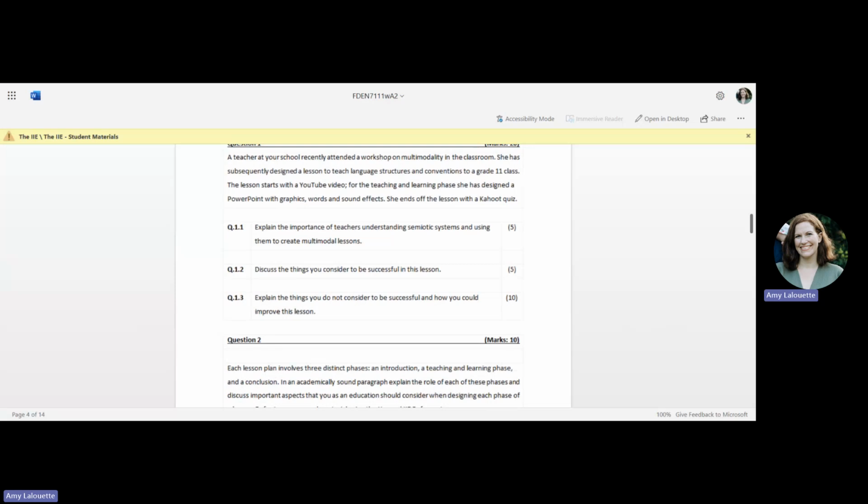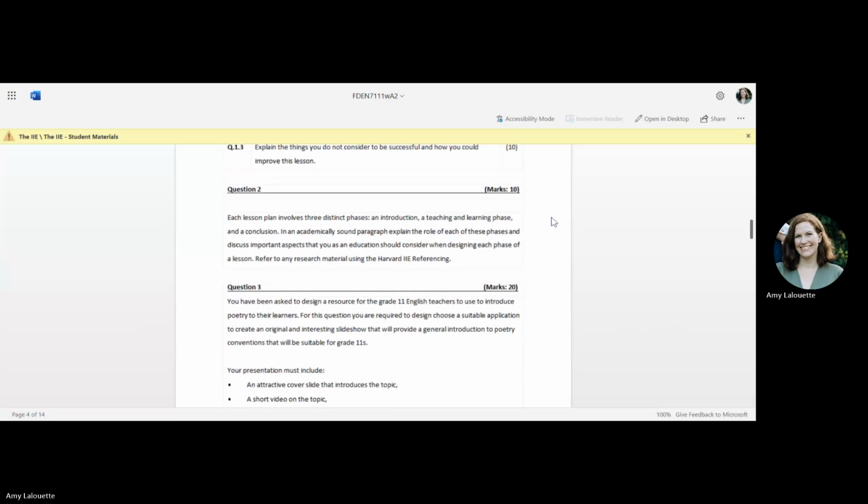So I'm going to give you a hint. This lesson does have aspects of it that are actually good and that are successful, but it is not a perfect lesson. There are plenty of things that could be improved upon. So you really want to consider, what would it be like to be in that class, and what would you as a teacher do differently to improve it? Okay, so that's question 1.